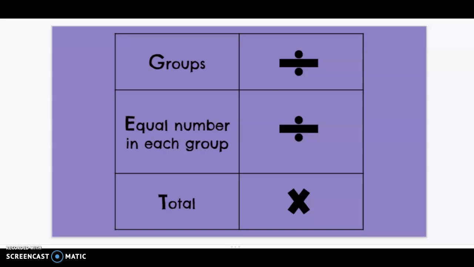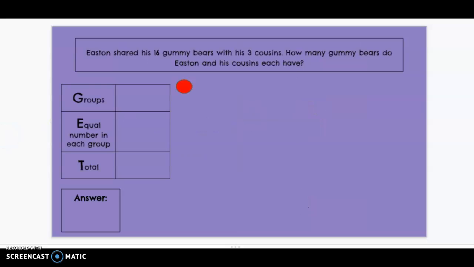Okay, third grade, this is the GET model that I was talking about. So we have groups, the equal number in each group, and your total. So when you're answering these word problems, this is what your word problem is going to look like. You're going to have some, and I can kind of plug this in a little bit for you.